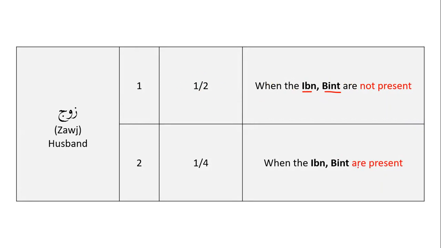And if they are present, then the Zawj will receive a quota of the inheritance. So only two conditions. Condition number 1 receives half when the Ibn and Bint are not present. Condition number 2 receives a quota when the Ibn and Bint are present. So before we carry on, inshallah, we need to take some time out and learn this table off by heart.